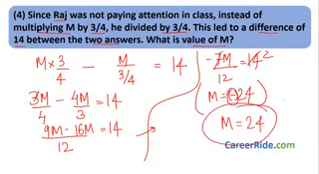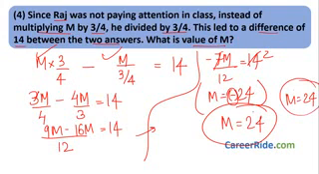Why? Because what they have given is that the difference was 14. They never said they wanted the difference to be 14 and not minus 14. Here, we subtracted the greater number from the lower number. This was the greater one, this is the lower one. That is the reason we got the minus sign. Had we done m upon 3 by 4 minus m into 3 by 4, we would have got m equal to 24, right? So, the answer 24 is more important than the minus sign. So, neglect the minus sign and consider the answer to be 24.